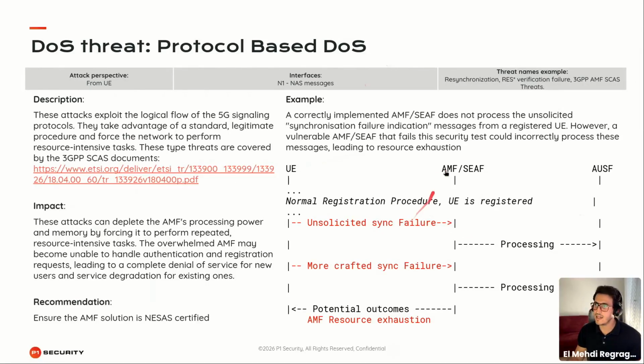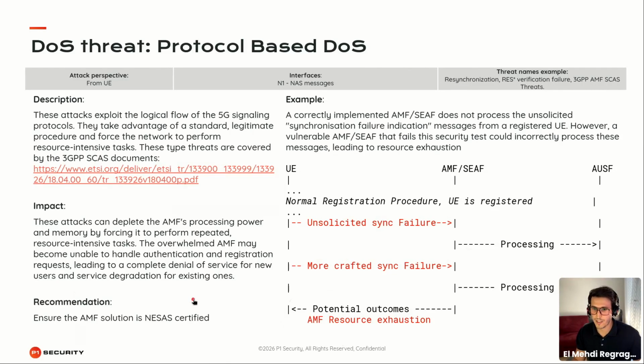Lacking this implementation, the AMF with the AUSF that is implemented will forward these messages downstream to recalculate the RAND and XRES values for the authentication of the user. So multiple messages like this will not only potentially lead to AMF resource exhaustion, but also impact the UDM and the UDR in the backend, because they will be doing a lot of cryptographic work in order to extract the cryptographic material related to the authentication. Usually, AMF solutions from a lot of known vendors are already certified by NESAS. They are already tackling these kinds of scenarios, and therefore a NESAS certified AMF solution will be mitigated against this type of risk.